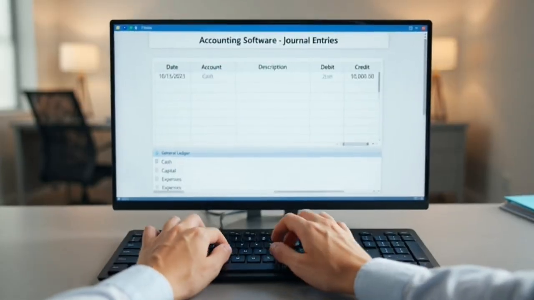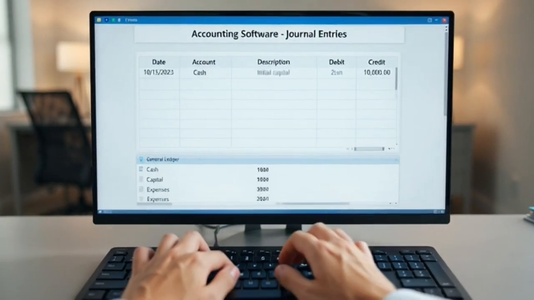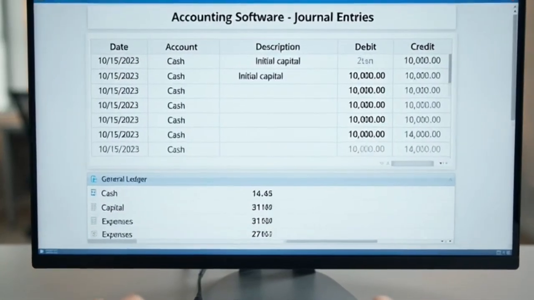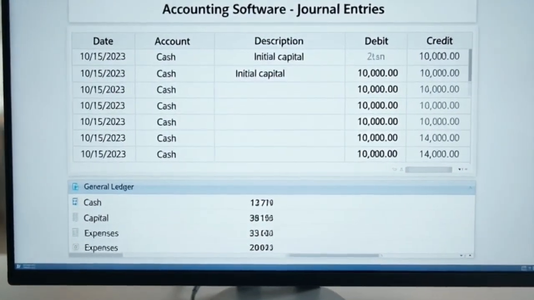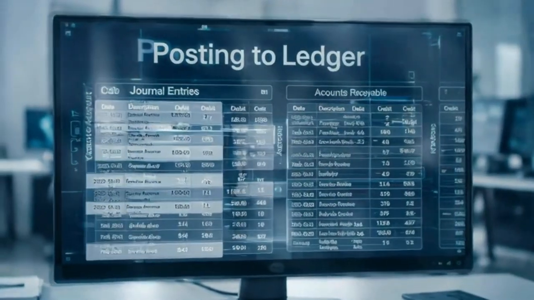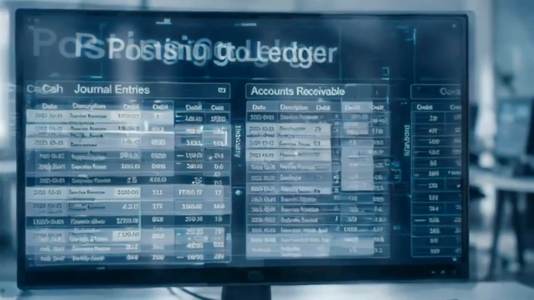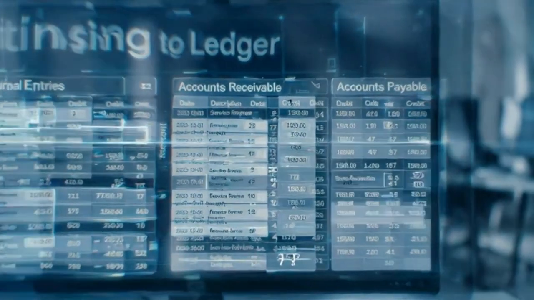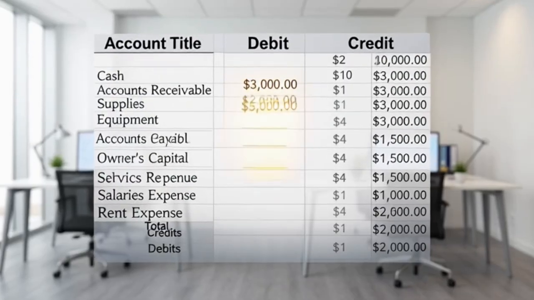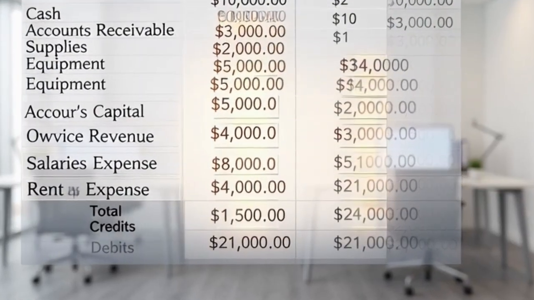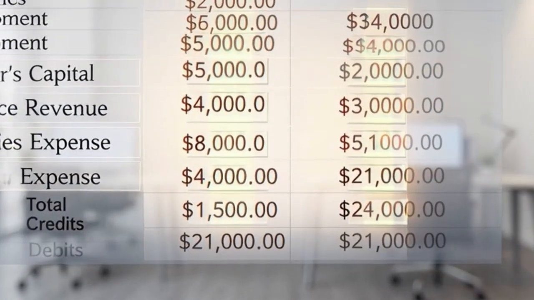The first step in the accounting cycle is recording financial transactions through journal entries using the double entry accounting system. After transactions are recorded in the journal, they are transferred to the ledger where each account balance is updated. After transactions are posted to the ledger, accountants prepare a trial balance to verify that total debits equal total credits.